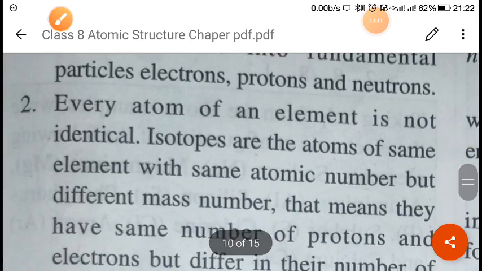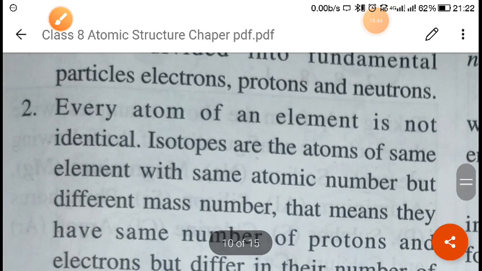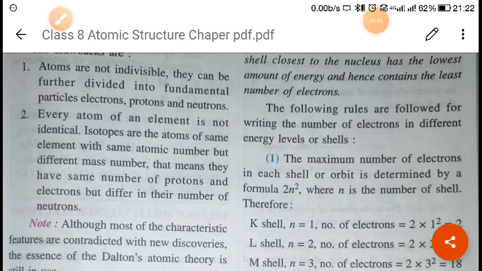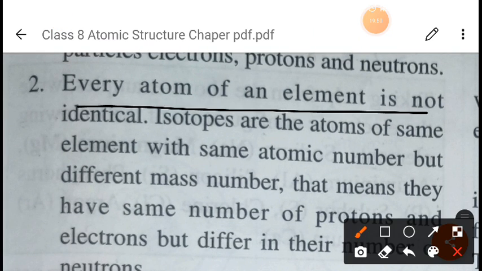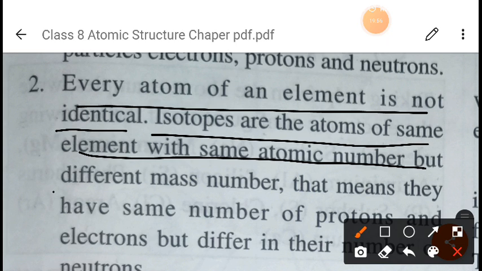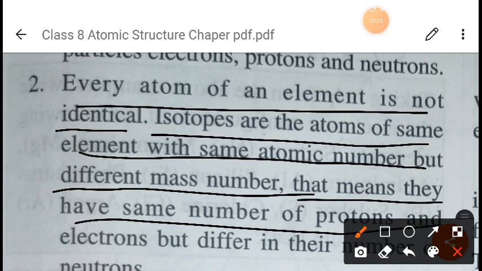Right. Next, what he says: every atom of an element is identical. But every atom of an element is not identical. Isotopes are atoms of the same element with the same atomic number but different mass number. This means that they have the same number of protons and electrons but a different number of neutrons.